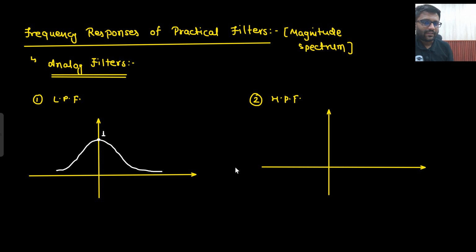Yeah, so this was your low pass filter. So this we are drawing h of omega versus omega.